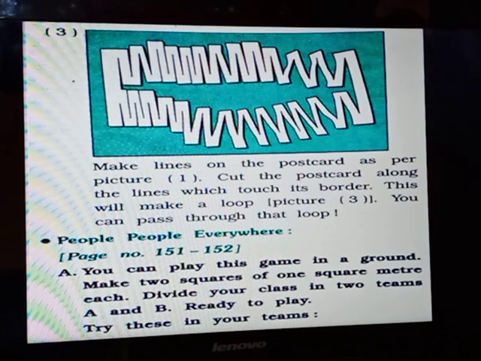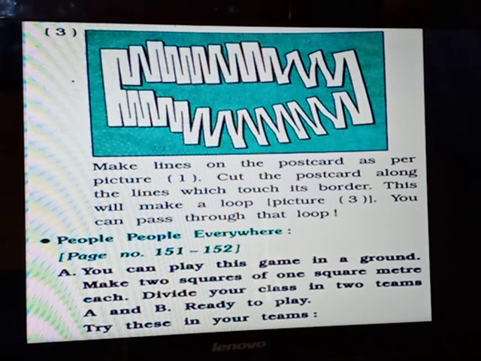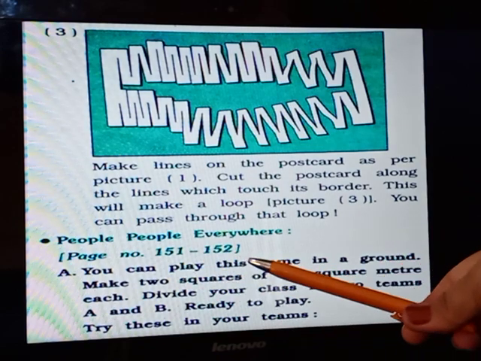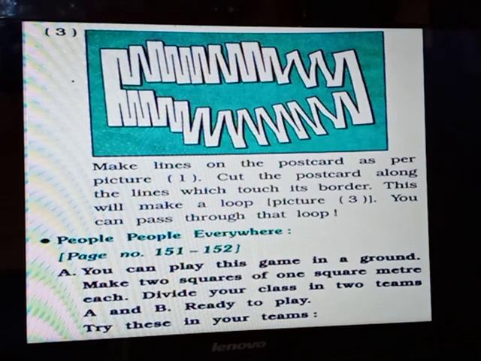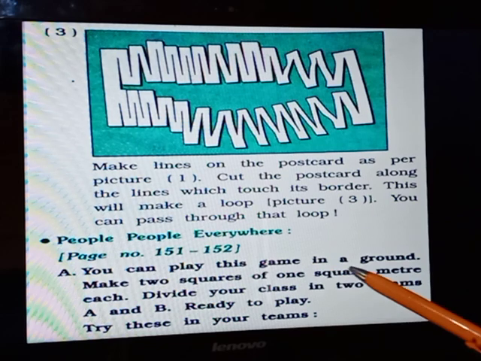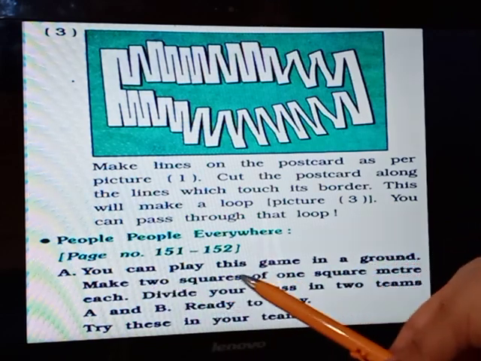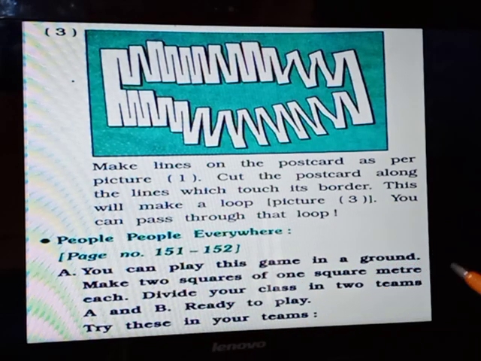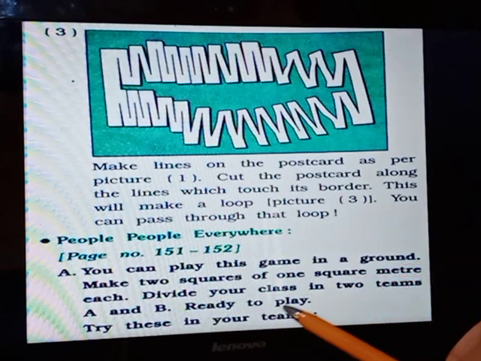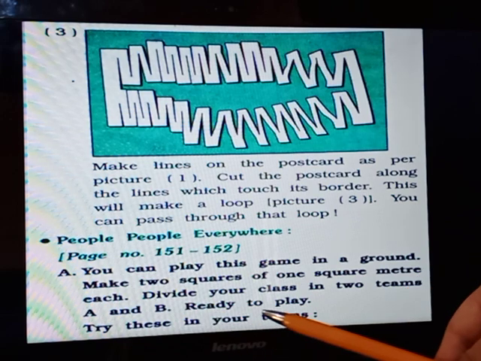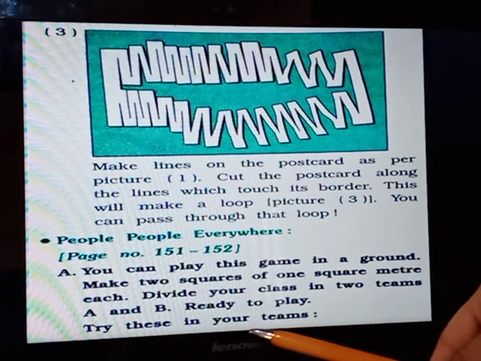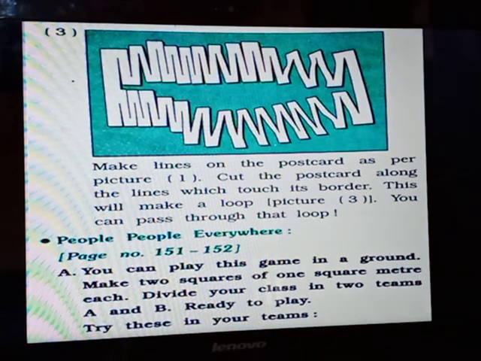Okay, now our new topic that is given on page number 151 as well as 152. People everywhere, right? In that, A, you can play this game in a ground. Make 2 squares of 1 square meter each. Divide your class in 2 teams, A and B, ready to play. Try these in your teams, right?